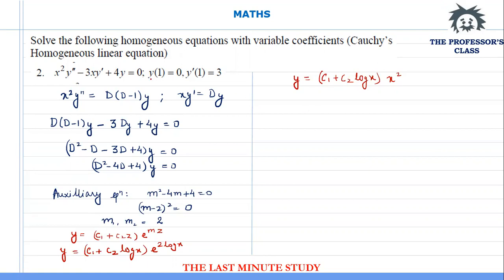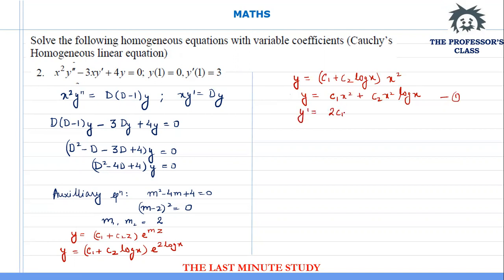Now I have been given the initial conditions y of 1 and y dash of 1, so I need to find y dash of 1 as well. If I differentiate this equation with respect to x once, before that let's multiply the x squared inside, so it will be easier. So you'll get c1 x square plus c2 x square log of x. This is my first equation. The second equation I'll obtain by differentiating the above equation.